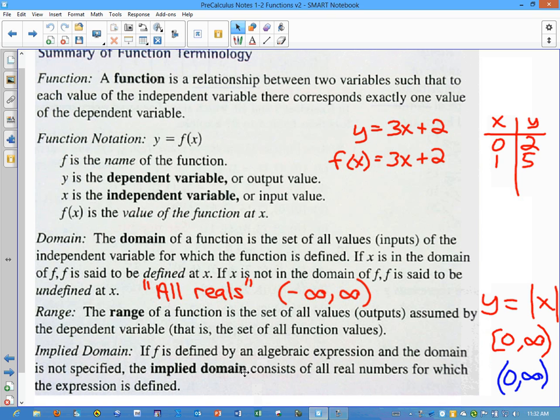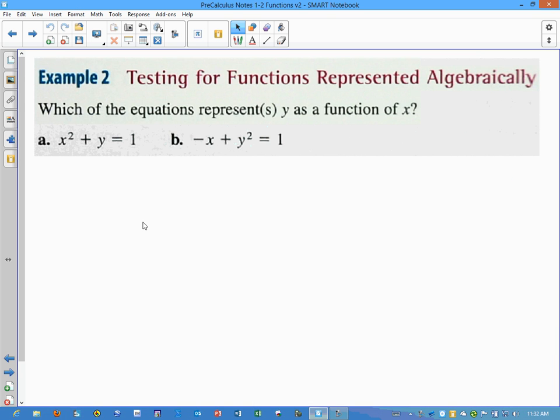All right, so let's look at some of the skills we need. First one is a pretty easy one. We're just going to test to see if an equation is a function. So we want to make sure that the equation represents y as a function of x. That means that it's going to be f of x, so x is going to be your independent variable, y is going to be your dependent variable. Therefore, to find out whether we have a function, we're simply going to solve the equation for the dependent variable.